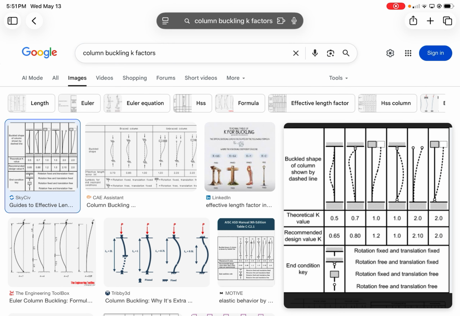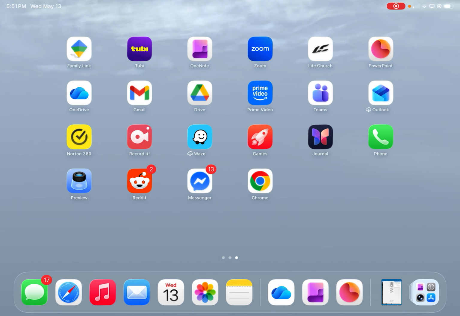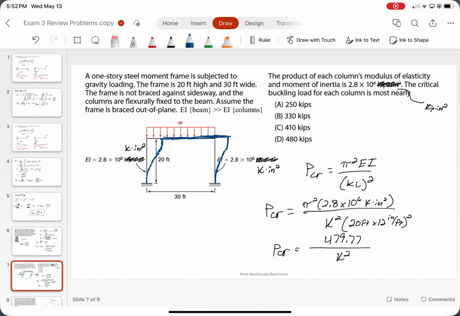Even though it's not pinned, if you were to think about how it deforms and continue its curve, the effective length is identical to that of the pinned connection. So K is just equal to 1 in this case, which means that your answer is D.